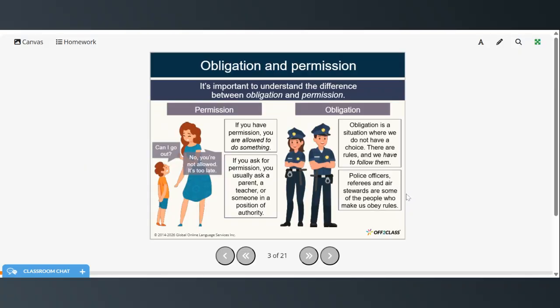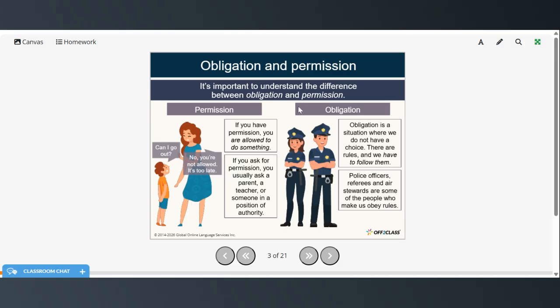So it's important to understand the difference between obligation and permission. So here on the permission side, the little boy says, "Can I go out?" And his mother says, "No, you're not allowed. It's too late." So if you have permission, you are allowed to do something. If you ask for permission, you usually ask a parent, a teacher, or someone in a position of authority.